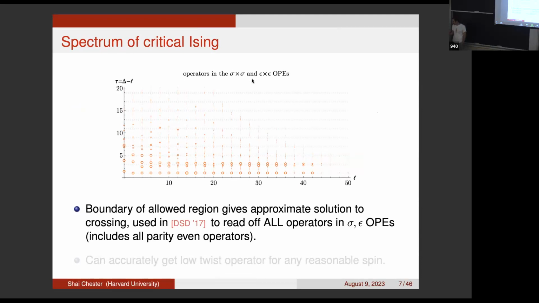So particularly for the IC model, this is pretty much every operator, with the exception of parity odd operators, because they would not appear in these 4-point functions. Next, forgetting about the parity odd guys, here is a table from a nice paper by David Simmons-Duffin from 2017, showing how you could read off a huge range of operators.